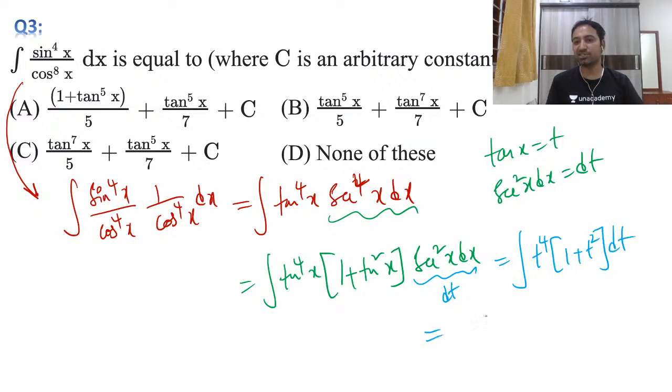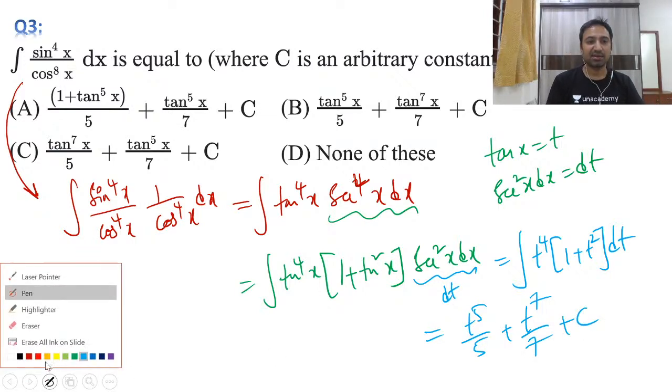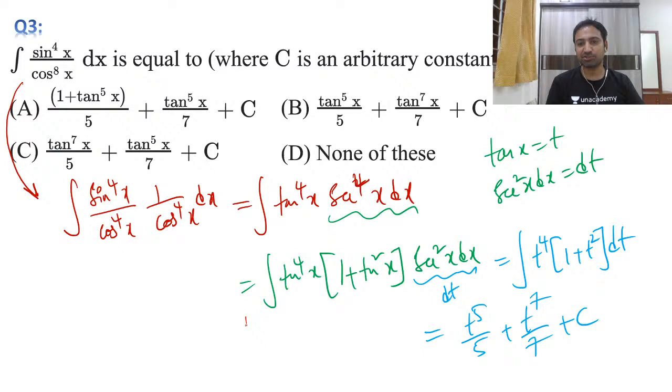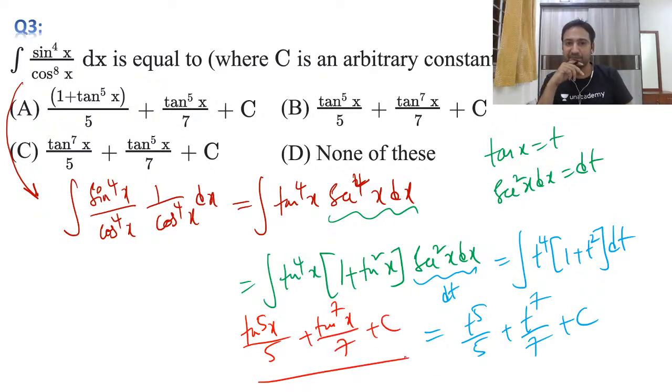Tell me, guys, the integration of t power 4 is t power 5 by 5, and t power 4 into t square is t power 6. The integration of t power 6 is t power 7 by 7 plus some constant. Now in place of t, you can substitute tan. So we get tan power 5x by 5 plus tan power 7x by 7 plus some constant c. So where do we get this? Isn't it the second option, guys? Yes, Abhishek, you're right. Perfect. The second option is the correct answer. Guys, understood now? Any doubts in this? Easy question.